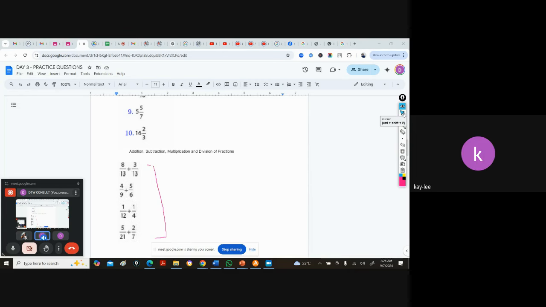My book is not with me. I think my sisters accidentally took it to our classes. Okay. All right. So if you've done day three, I want you to also do this now. Do this addition and subtraction, addition of fractions.